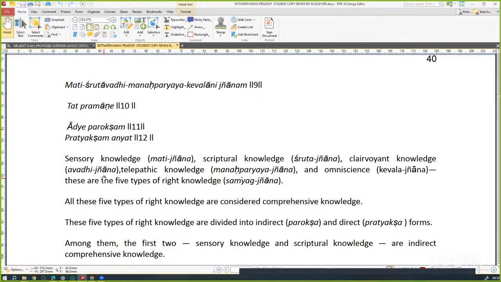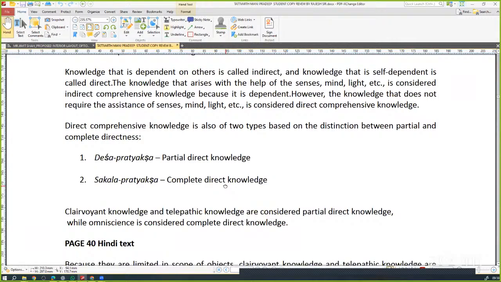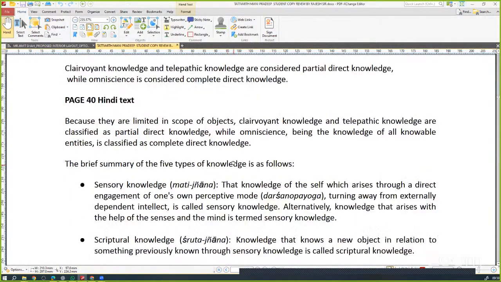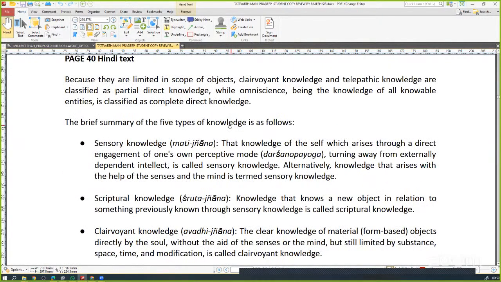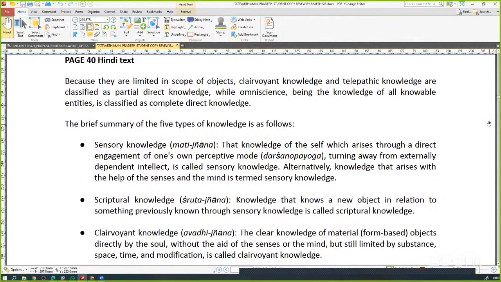Because they are limited in scope of objects, clairvoyant knowledge and telepathic knowledge are classified as partial direct knowledge, while omniscience, being the knowledge of all knowable entities, is classified as complete direct knowledge. The brief summary of the 5 types of knowledge is as follows.